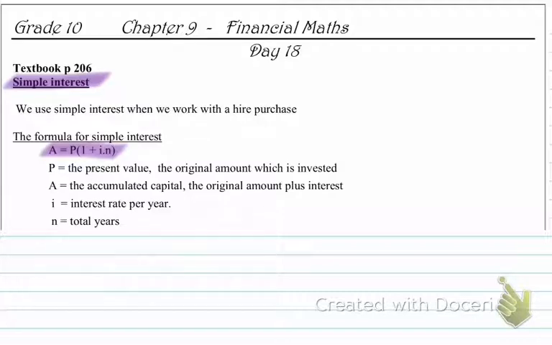All right, the formula for simple interest is A equals P, bracket 1 plus I times N. Now let's see what everything stands for. The P is the present value, the original amount that is invested or the original amount that has been borrowed. A is the accumulated capital, the original amount plus the interest, or you can also say the final amount. I is the interest rate per year, and N is the total years.